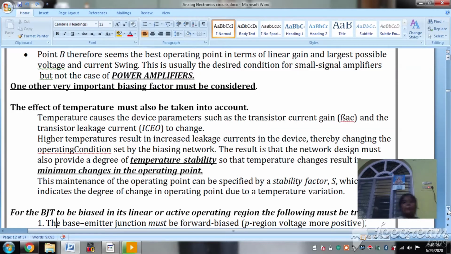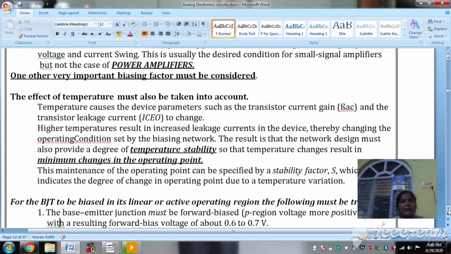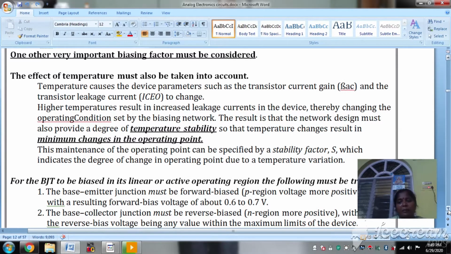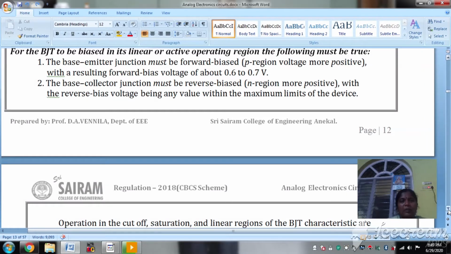Next point, the important biasing factors must be considered. That is, the effect of temperature must be taken into account. Temperature is very important. If the temperature increases, the operating point will change. The operating point will continuously change because of some parameters, such as temperature, reverse leakage current, and gain. Because of these factors, we have to maintain the operating point constant.